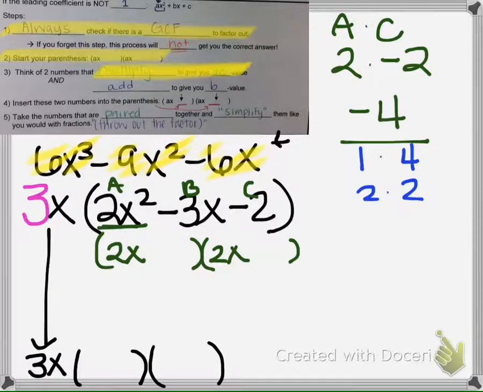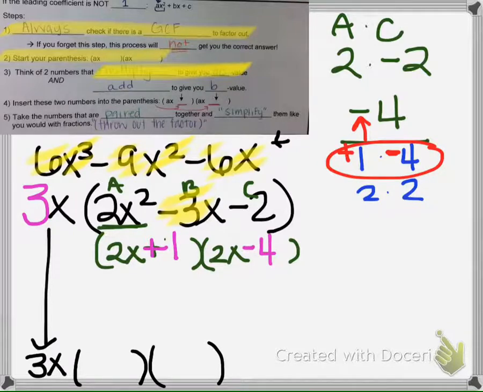And we need to pick which combination will add to our b value, which here is negative 3. So since they need to multiply to a negative 4 and add to a negative 3, I know that the bigger number has to be negative and that they need to be different. One has to be positive, one has to be negative in order to multiply to make a negative 4. So these are the numbers we're looking for. So +1 and -4.